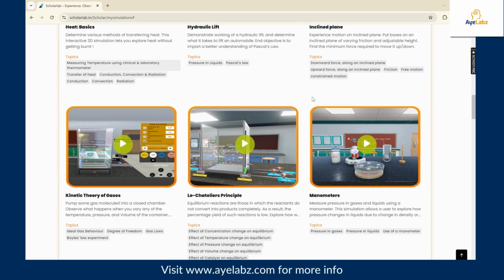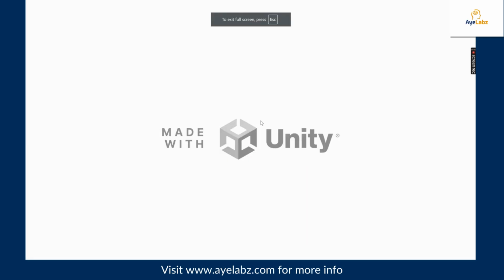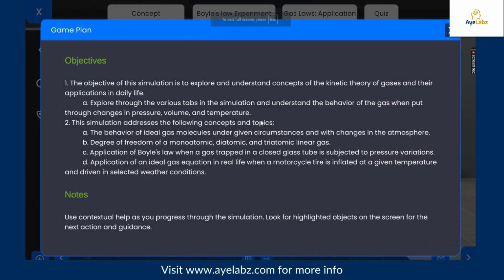In this simulation, we are taking our students on an engaging journey to explore gas behavior under different conditions, which would be difficult to replicate in our traditional school lab. Let me open the Kinetic Theory of Gases simulation for you. Here is the game plan.